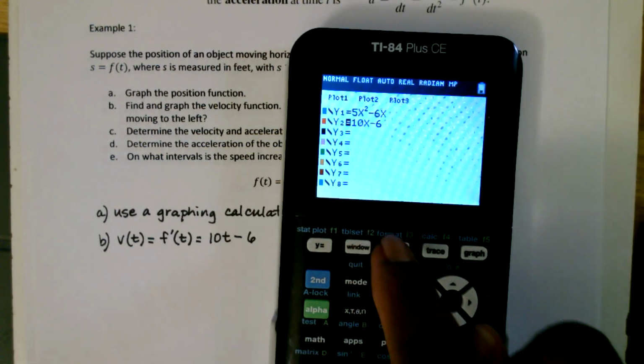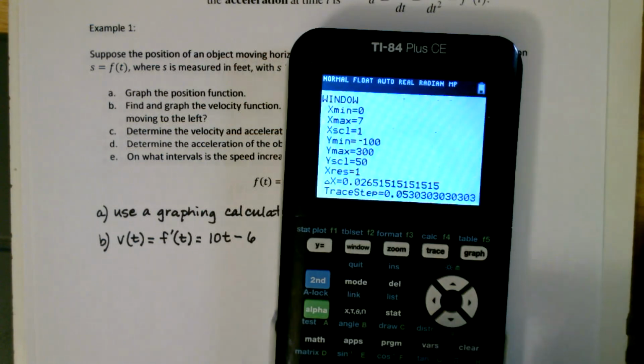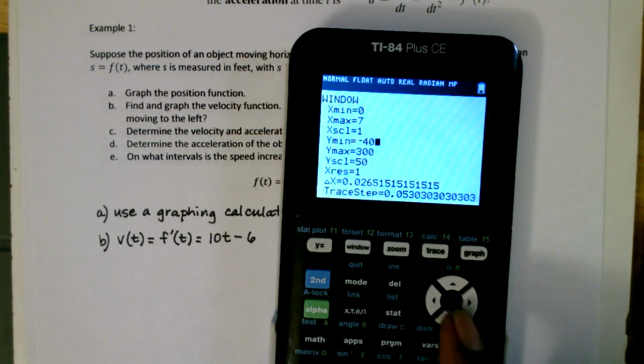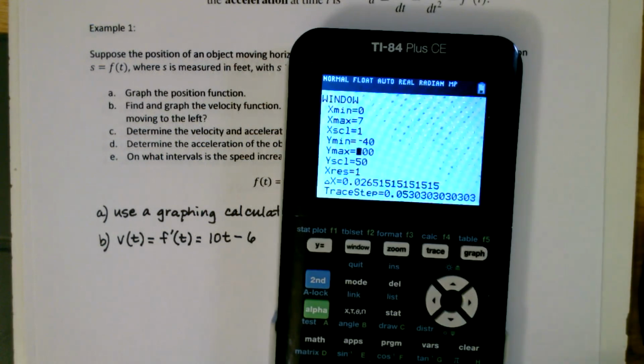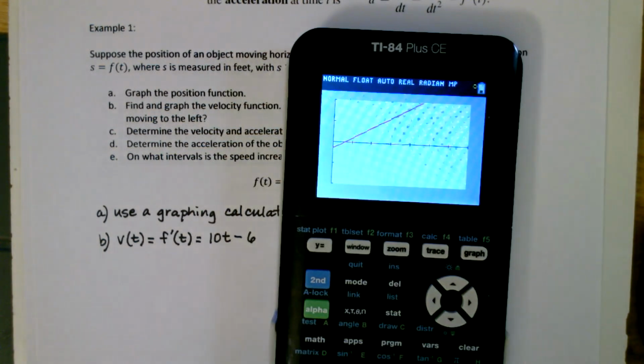Then I'm going to go to window. All right, my x min and x max will be from 0 to 7. I'm going to leave that alone, but I'm going to change the y min and the y max. Let's say the y min would start at negative 40. Y max will be positive 40. The increment, or the y scale, would be 20. Okay, then press graph. And that's what the graph looks like.